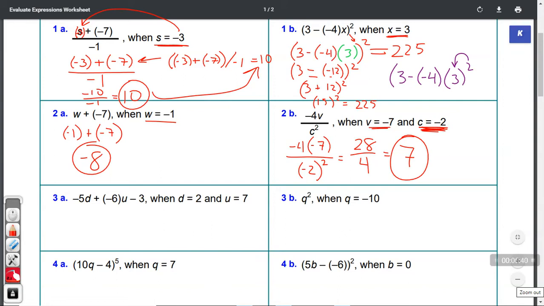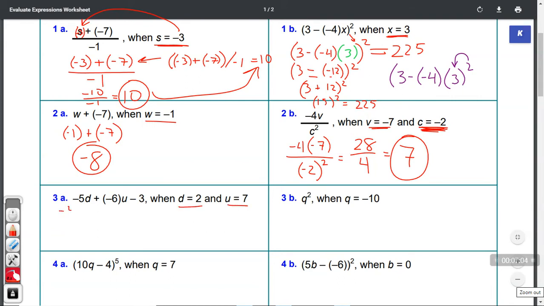All right. So as you keep going, we've got more examples here. I'm going to encourage you, if you're watching and you're really getting it at this point, try to pause in front of each of these questions to see if you can answer it first and then check to see if you got the right result. Let's take a look at our next one, number 3 down here. Negative 5D plus negative 6 times U minus 3. D is 2, U is 7.